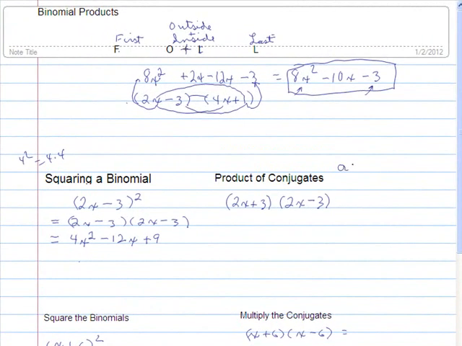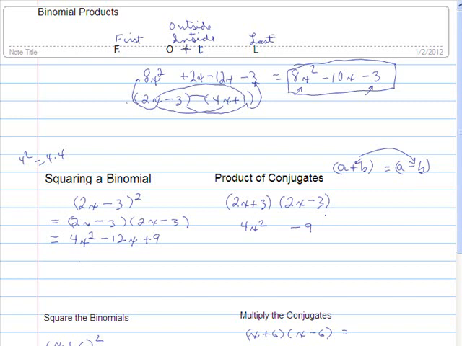In general, the conjugate of a plus b is a minus b. They're exactly the same, except for their center signs. And these two binomials are exactly the same, except for their center signs. Now, what happens when you FOIL it? Well, again, to get the first term, you square the first, or you do 2x times 2x. To get the last term, you multiply the last. This time you get positive 3 times negative 3.